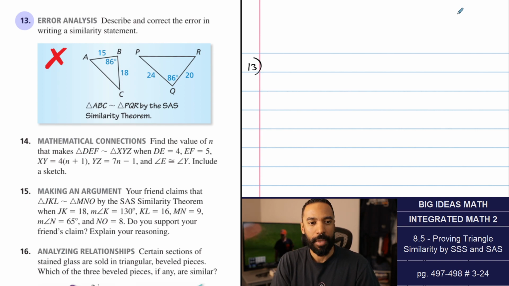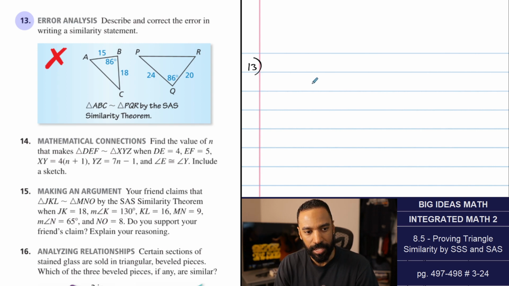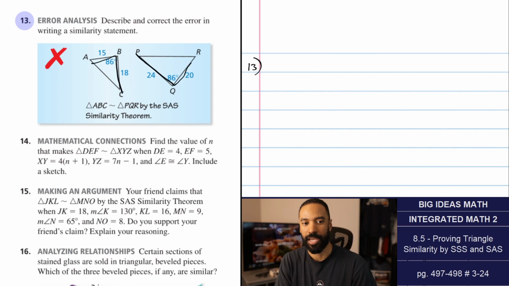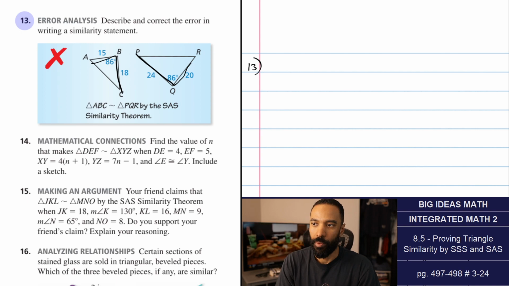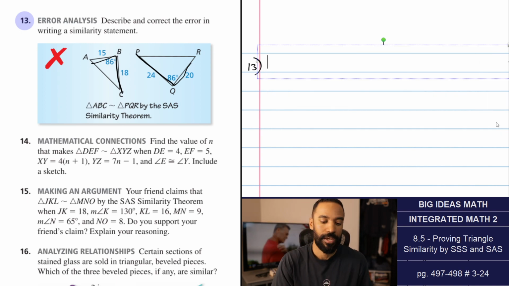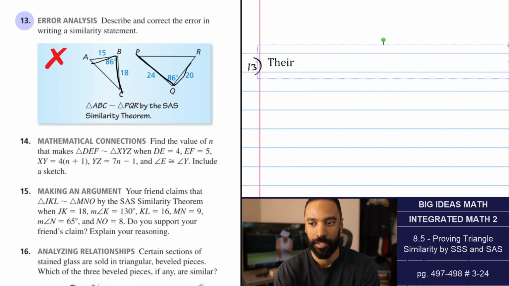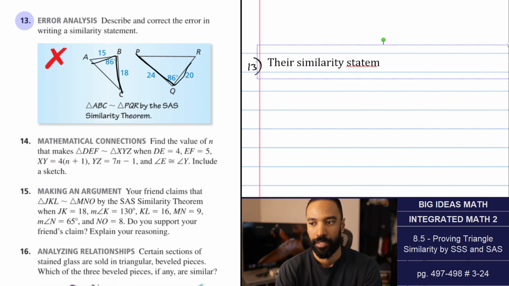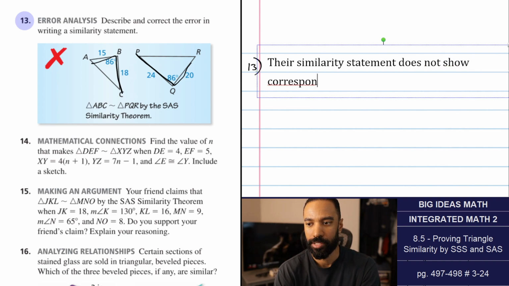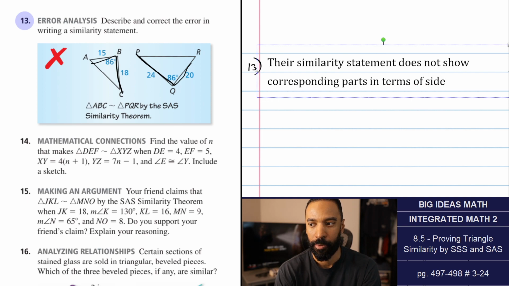Error analysis. Describe and correct the error in writing a similarity statement. They say triangle ABC is similar to triangle PQR by the side angle side similarity theorem. The problem was in their similarity statement, at least, I don't know if there's proportionality, but their similarity statement does not show corresponding parts in terms of side length proportionality.